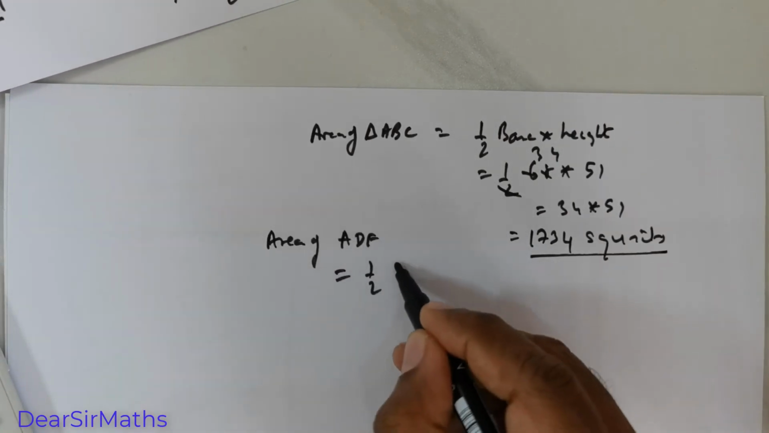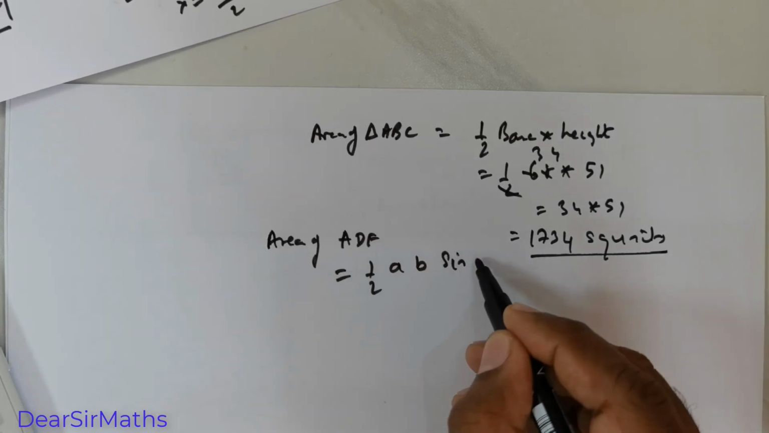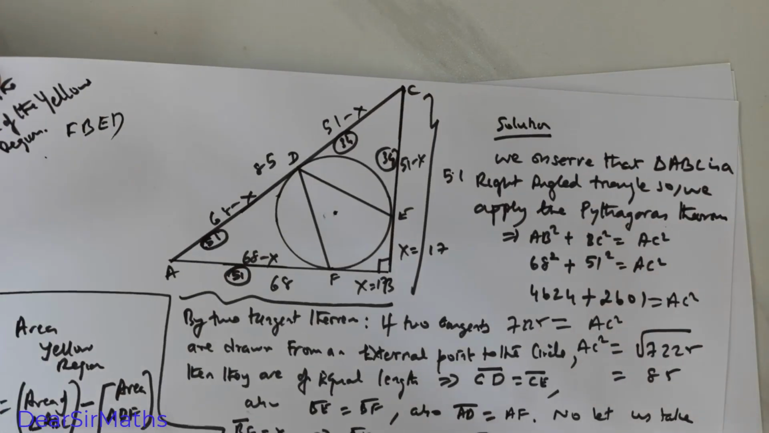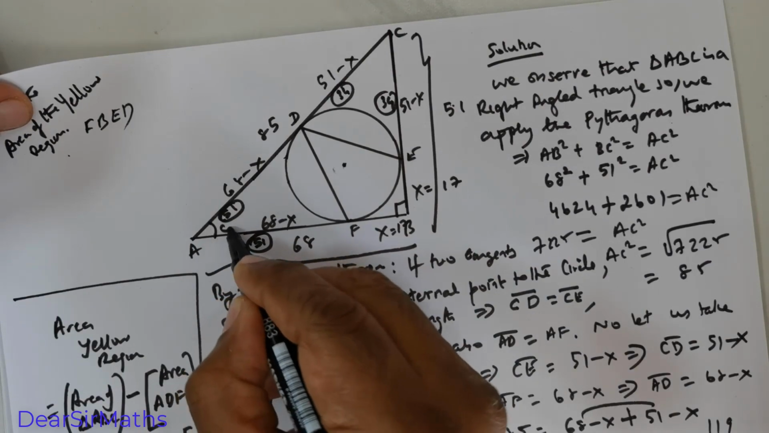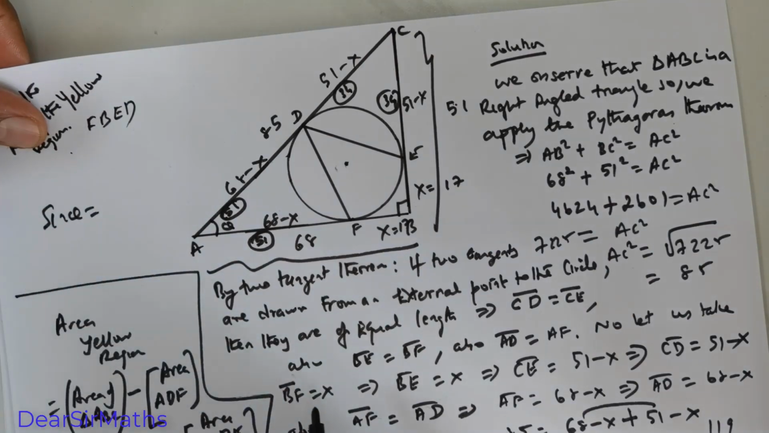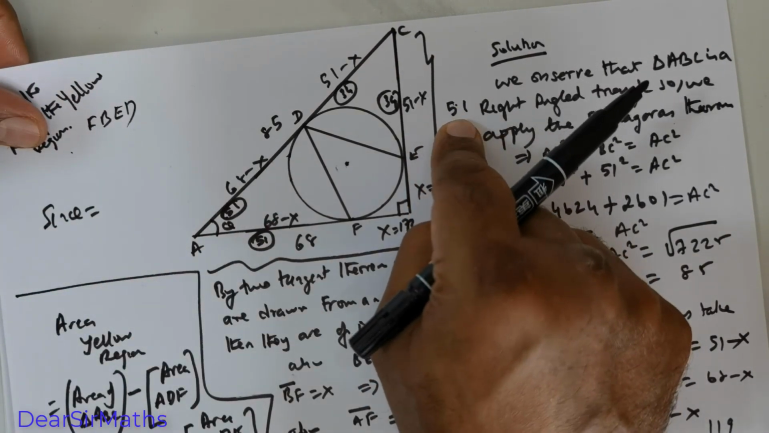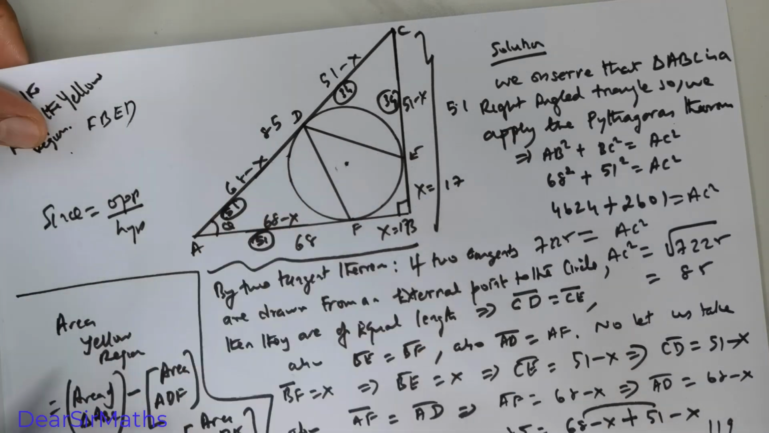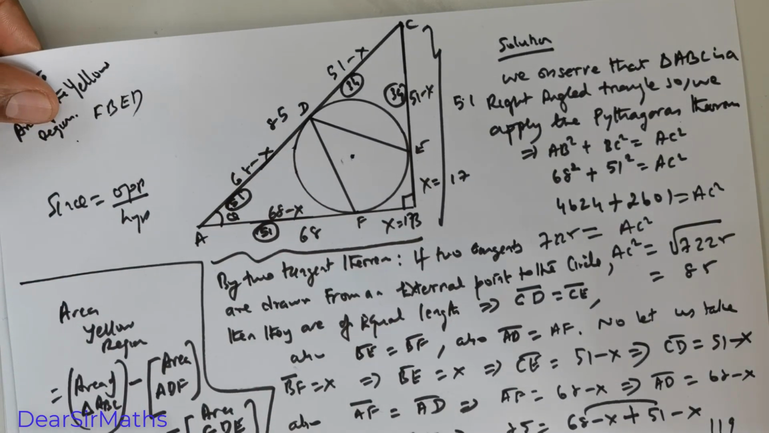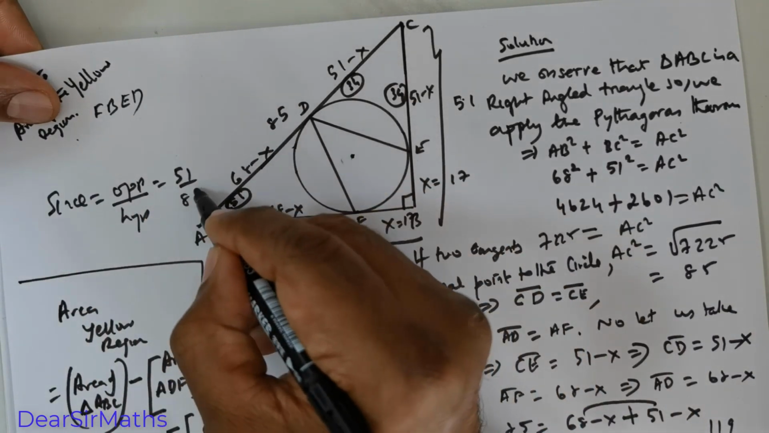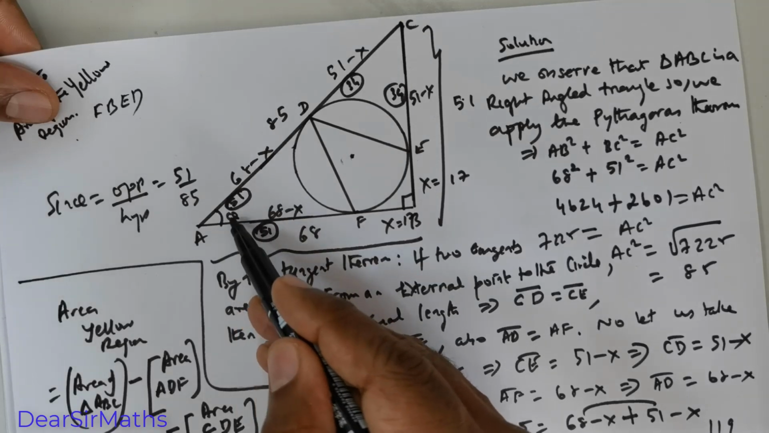ADF is equal to half times AB sine theta. Now this is going to come in handy. I'm taking this angle as theta, and this is a right triangle. What is sine theta here? Sine theta is equal to opposite side by hypotenuse. My opposite side is 51 units divided by 85. This is my sine theta.